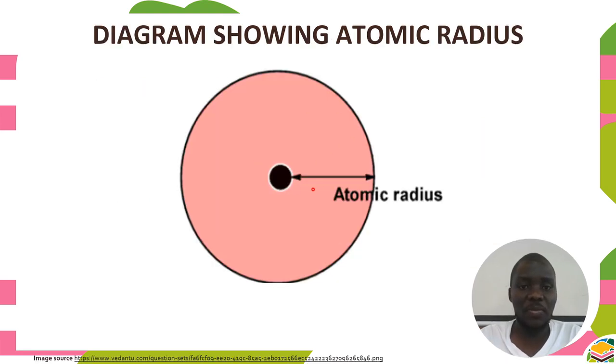So this is a diagram showing an atomic radius. As we said in the definition, it is a distance from the center of the nucleus of an atom to the outermost energy level. So let us assume in this diagram, this is an atom and here we have a nucleus. So from the center of the nucleus to the outermost energy level, the distance in between here is known as the atomic radius.